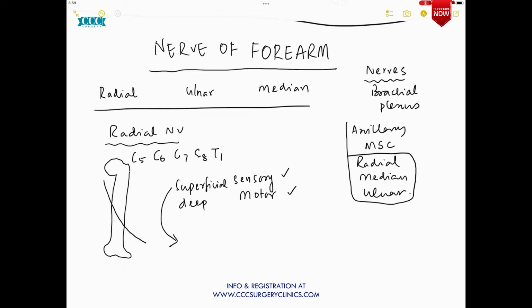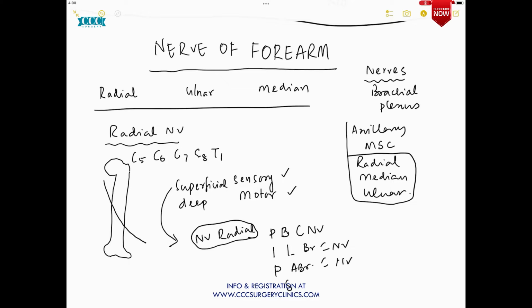Now, the sensory supply of the radial nerve is usually provided by nerves that arise from the radial nerve. They are the posterior brachial cutaneous nerve, the inferior lateral brachial cutaneous nerve, the posterior antebrachial cutaneous nerve, and the superficial branch of the radial nerve.